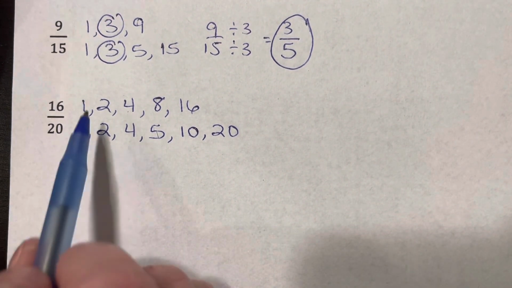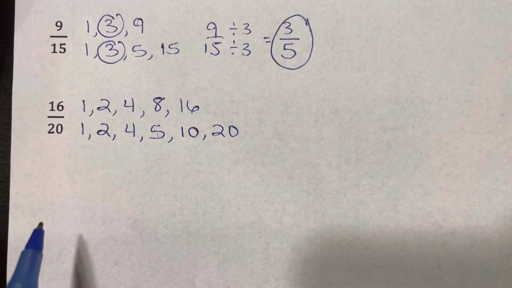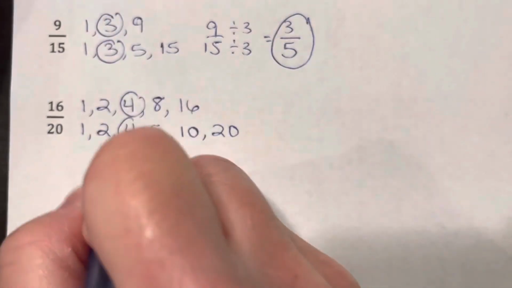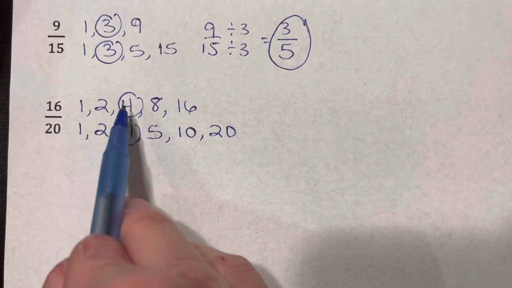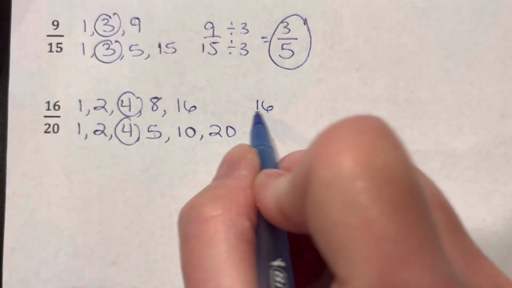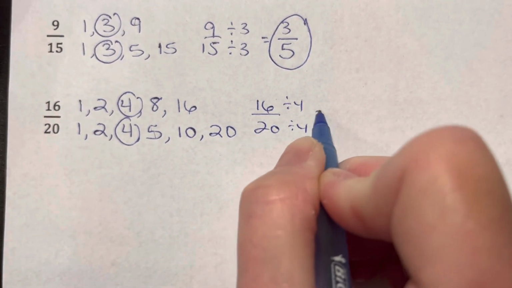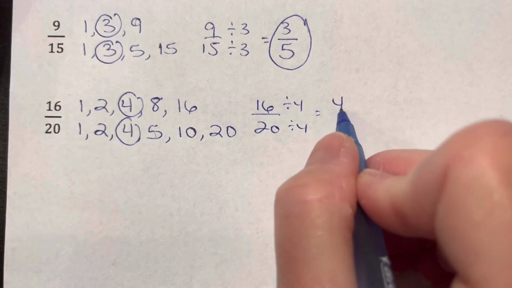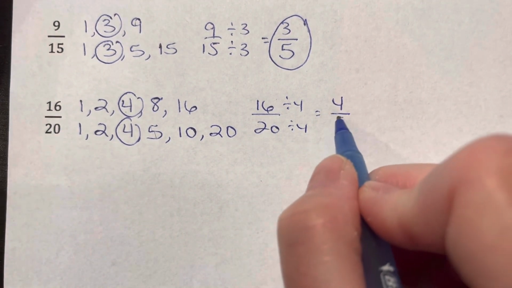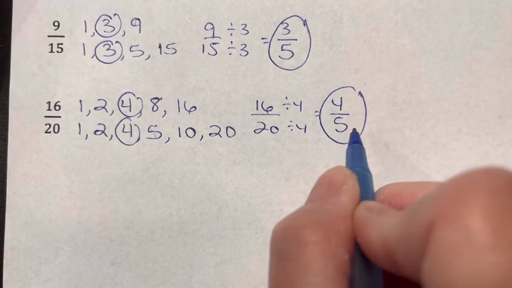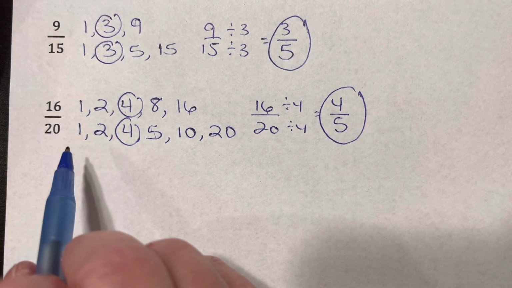All right, now in looking at these, they have lots of numbers in common. The largest number that they have in common is 4. So that is the greatest common factor. So in order to simplify 16/20, I can divide them both by 4. And 16 divided by 4 is 4. 20 divided by 4 is 5. And so 4/5 would be the simplest form of 16/20.